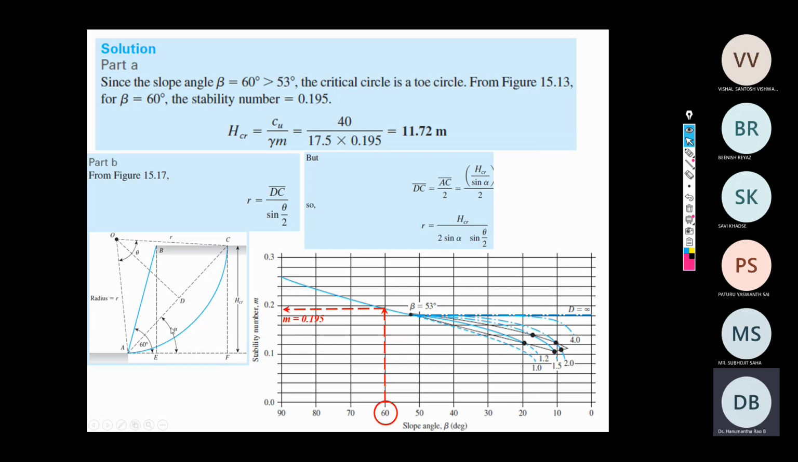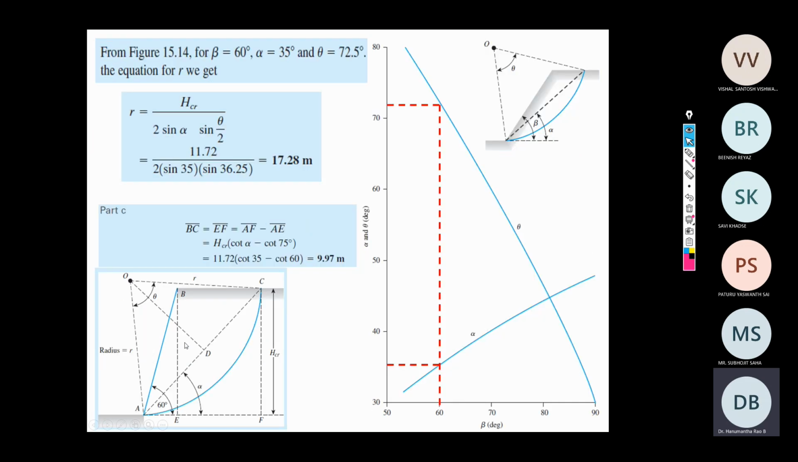Now, what is the value of alpha and what is the value of theta, and how to use these to determine the radius of the slip circle? For that, you need to use another predefined graph, also proposed by Taylor. That is the relationship between alpha and theta versus beta, where alpha is the angle made by the chord AC with respect to the horizontal, beta is the slope angle, and theta is the angle made by the failure plane. It's not failure plane, sorry. Theta is the acute angle between A and C of the critical slip circle.